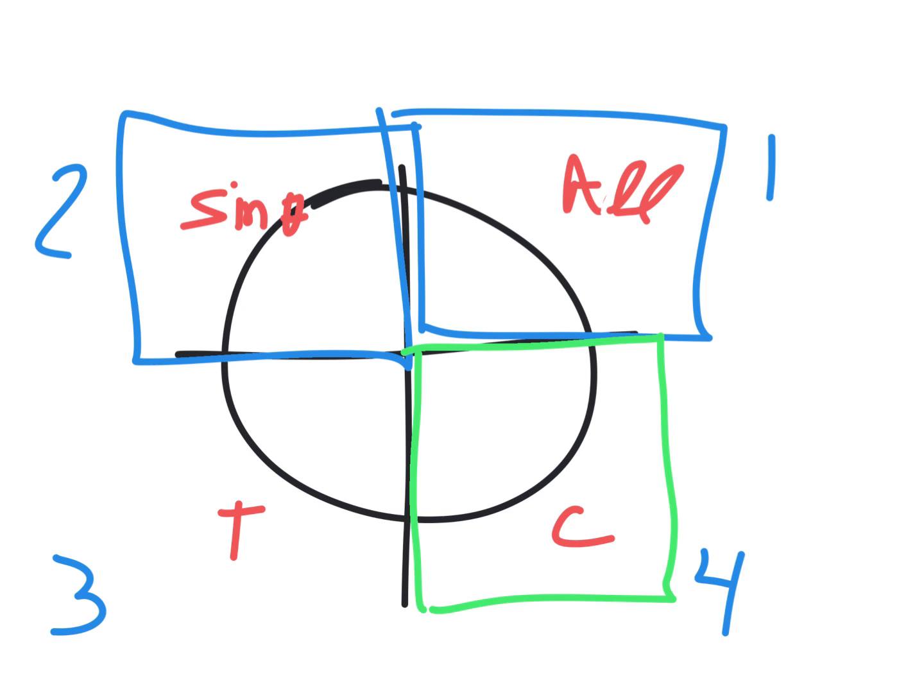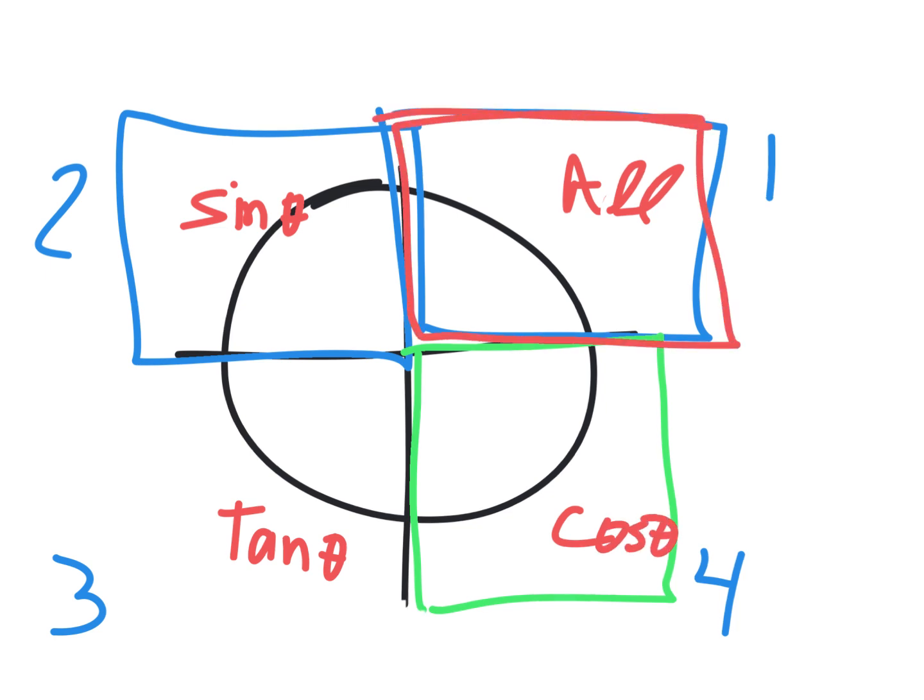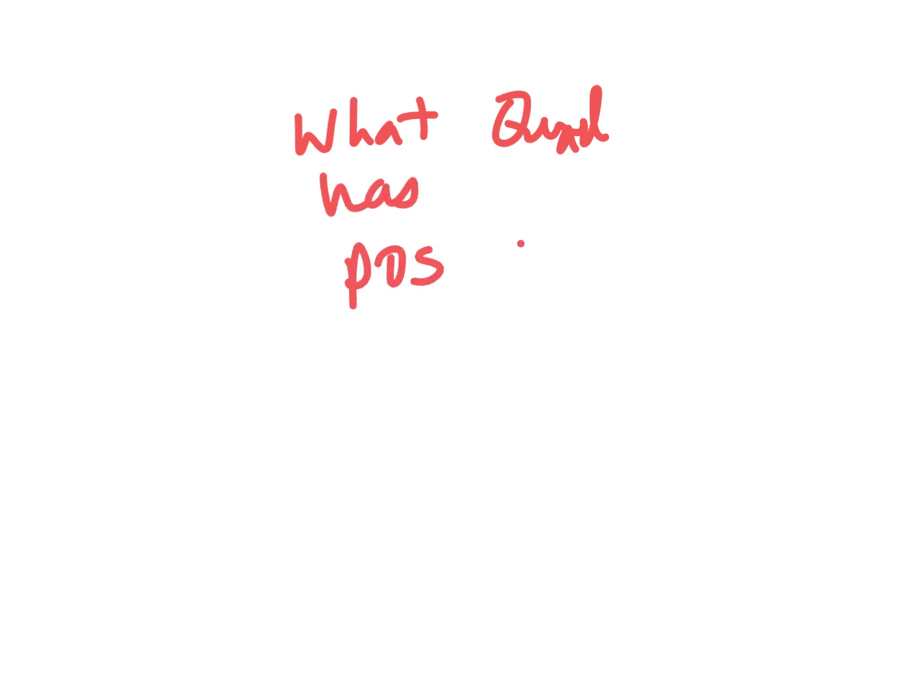Okay. All right, so here is a typical question that comes from this. Well, and of course, T stands for tangent. And tangent is positive there, cosine is positive there. And all of them are positive here. So here's a typical question. What quadrant, I'm just going to say quad, has positive sine and positive cosine?